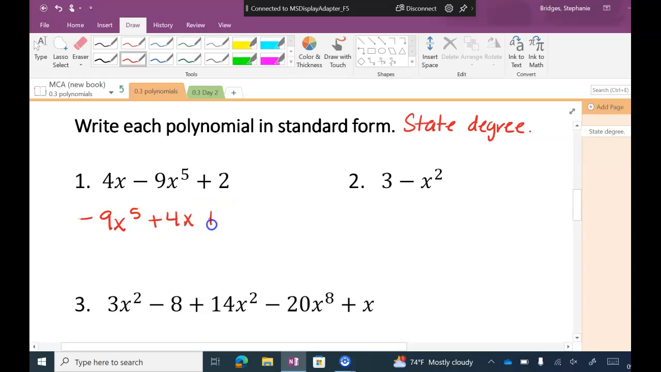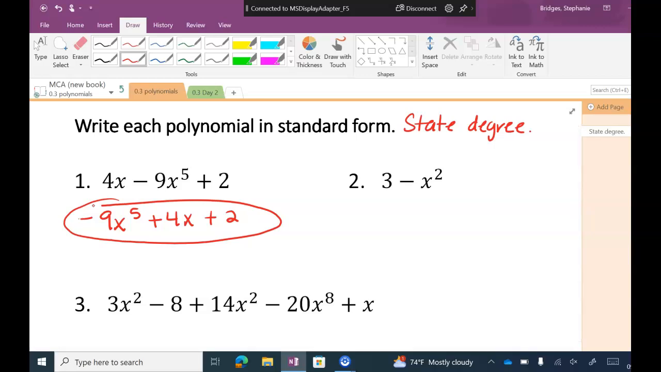And then our constant term, that 2, the one that does not have a variable with it, is going to go last. So that's what my standard form is going to look like: negative 9x to the 5th plus 4x plus 2. So that's the first part. Second part is to state the degree. Again, the degree is the highest exponent. So what would the degree be? 5. Okay, so it's the degree of 5.